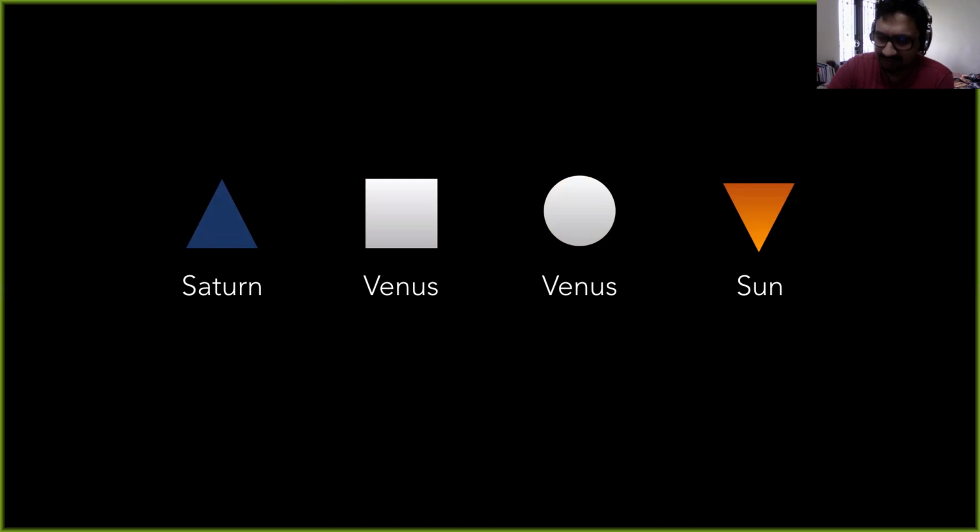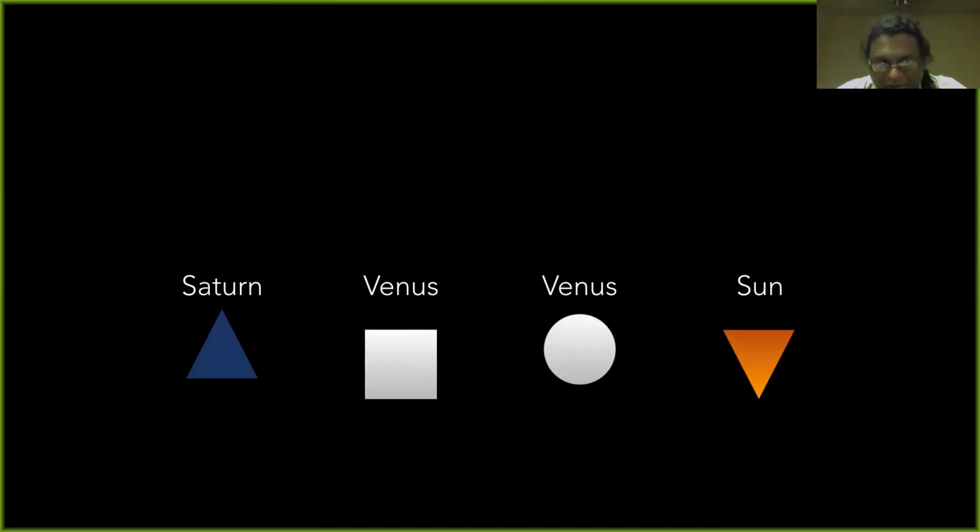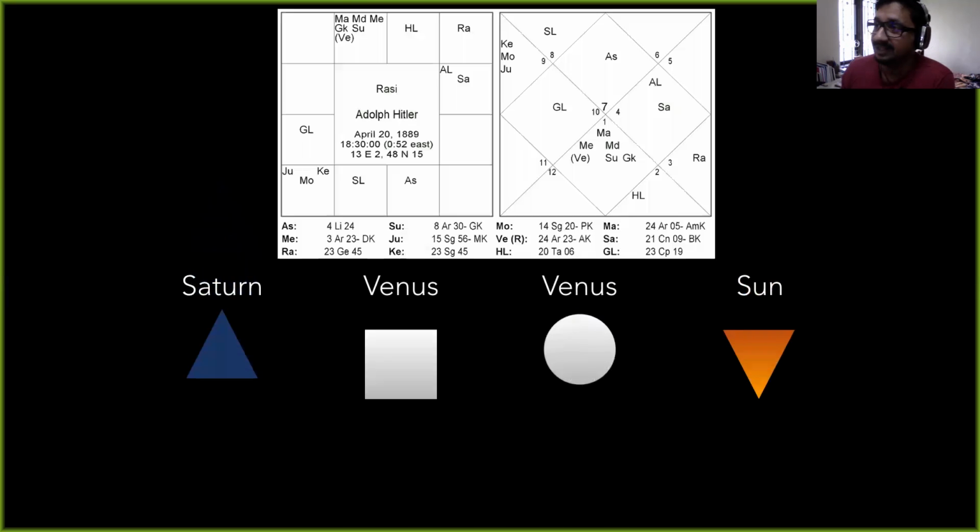What is the exaltation sign of Saturn? Libra. What is the debilitation sign of Sun? Libra. What is the Mulatrikona sign of Venus? Mulatrikona sign is Venus, lordship is also Venus. So Libra. Definitely we can look at Libra. Libra is common for all this, and that is exactly what Hitler had his ascendant on.